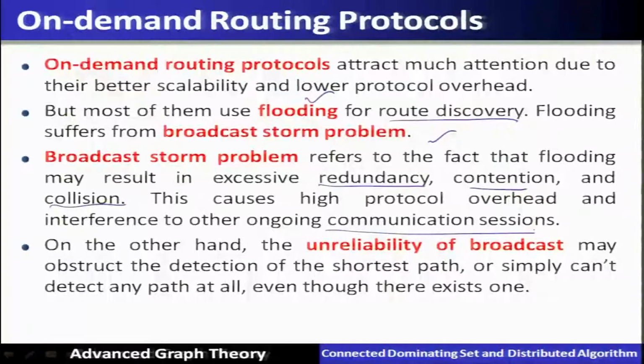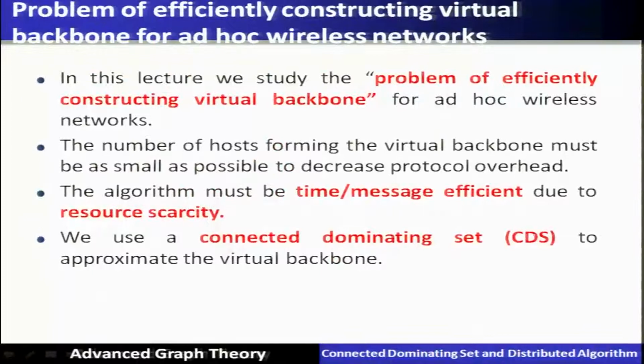On the other hand, the unreliability of a broadcast may obstruct the detection of the shortest path, or simply it can't detect any path at all even though there exists one. Now in this lecture we will study the problem of efficiently constructing the virtual backbone for ad hoc wireless networks. The number of hosts forming the wireless backbone must be as small as possible to decrease the protocol overhead. Hence the core has to be of the smallest possible size. The algorithm must also be efficient due to the resource scarcity.